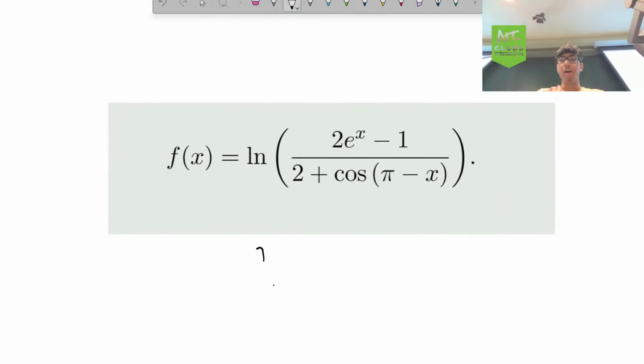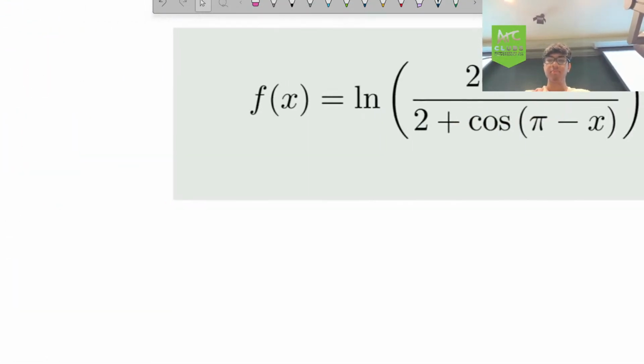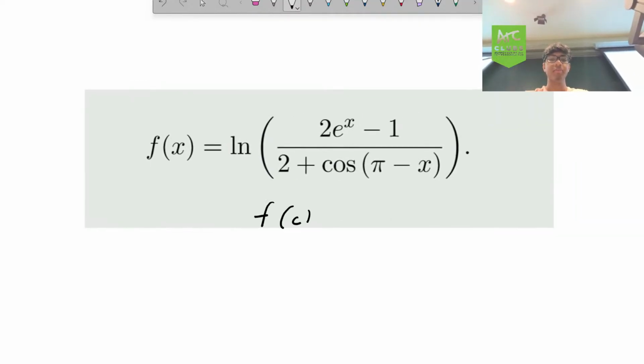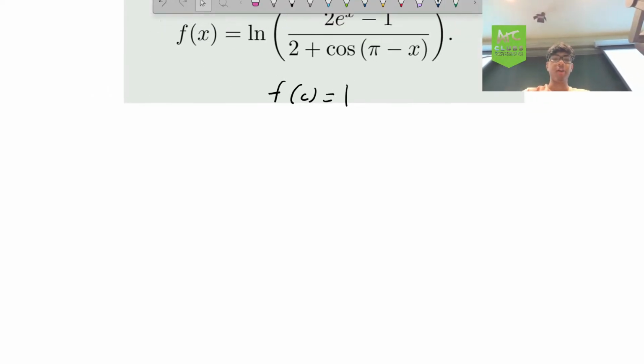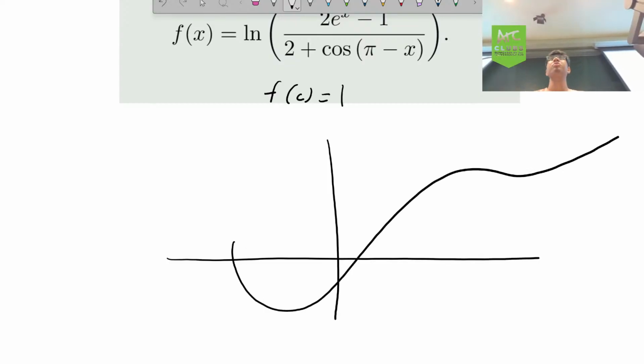Okay. I want to consider using the intermediate value theorem. How can I show that f of c equals 1? So I'll say f of c equals 1. So let's look at my graph. And by looking at my graph, I mean I'm going to make up some shape, because I have absolutely no idea what this looks like. I'm not even going to try and guess.